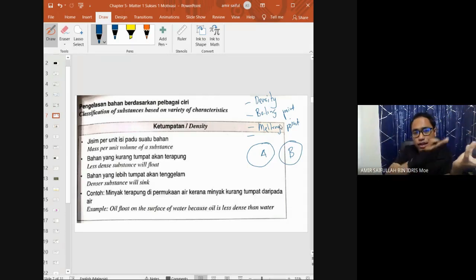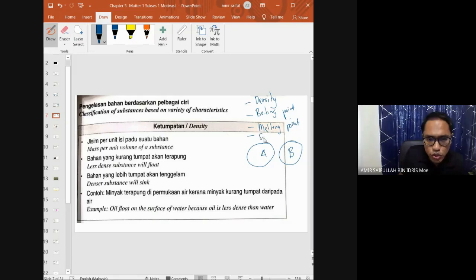So it turns into liquid when it reaches the melting point. So you see between A and B, are they changing their state from solid to liquid at the same temperature? If not the same temperature, they are different. If they are the same temperature, meaning they are the same substance.